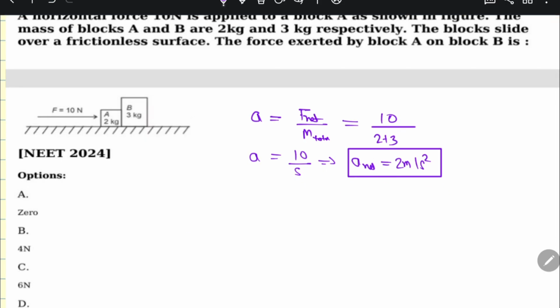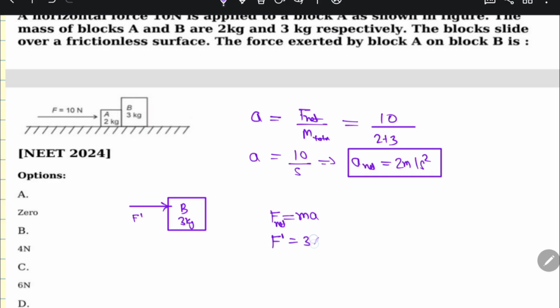So here I find the force exerted by block A on block B. Block B is 3 kg. So here you see that for block B, the force going to be exerted by A, I say this is F. F is equal to F dash is equal to mass into acceleration. If I say F net is equal to mass into acceleration, F dash is the force that block A is going to give on B.